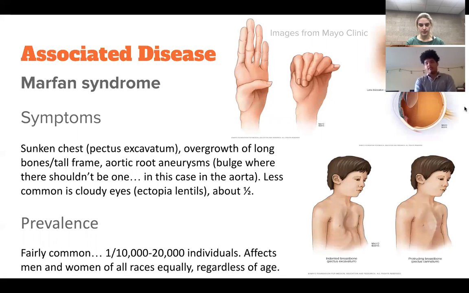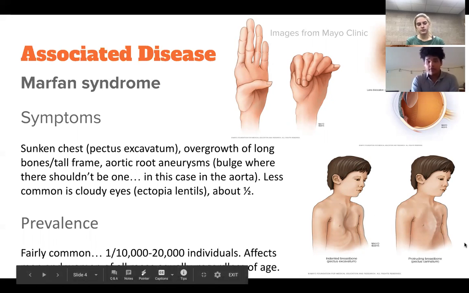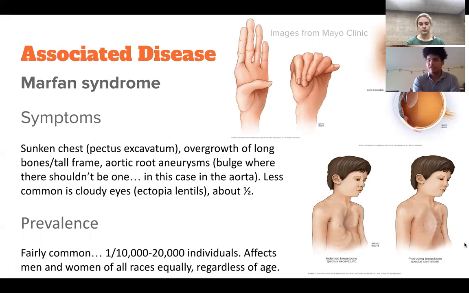So associated disease. The disease associated with the fibrillin-1 mutation is called Marfan syndrome. The symptoms are sunken chest, pectus excavatum, which you can see in the lower right-hand side of the screen, and overgrowth of long bones, tall frame. This gives a tall and lanky frame to those who have this mutation, which you can see with the hands. And then you have aortic root aneurysms. An aortic root aneurysm is a bulge where there shouldn't be one, in this case in the aorta.